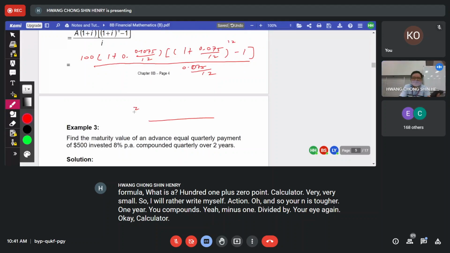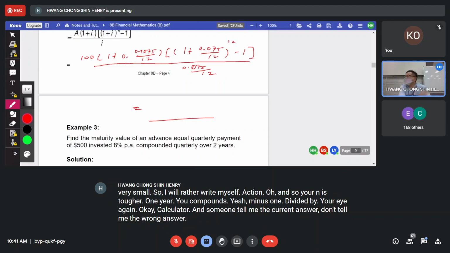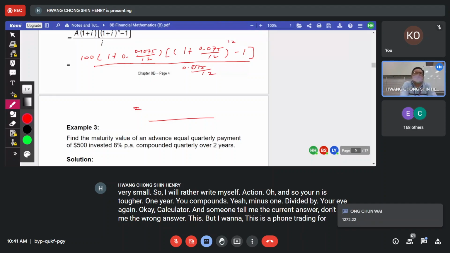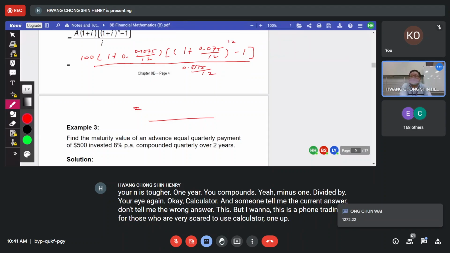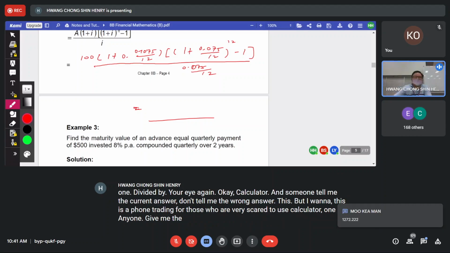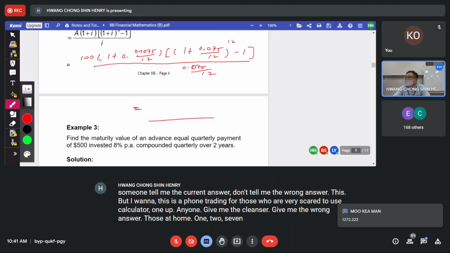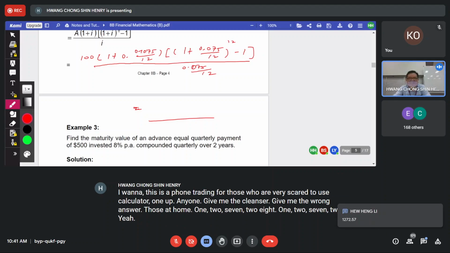Can someone tell me the correct answer? Don't tell me the wrong answer. The correct one. This is for those who are very scared to use the calculator. Anyone? Give me the correct answer. Don't give me the wrong answer. Those at home, 1272, is it? 1272. Yeah. All right.